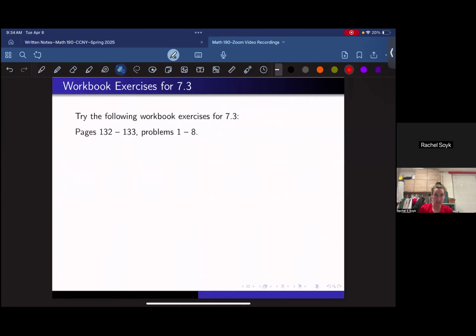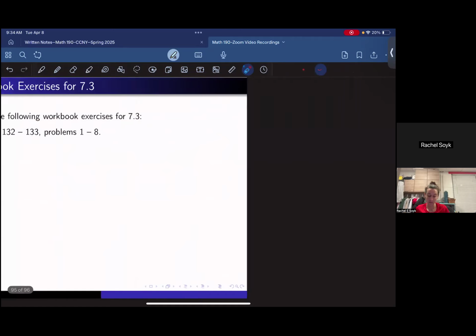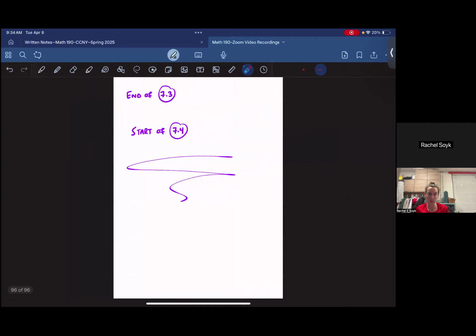So these are just some additional workbook exercise problems for you guys to check out to further enforce your understanding of this section in our course. But this does complete our section 7.3.